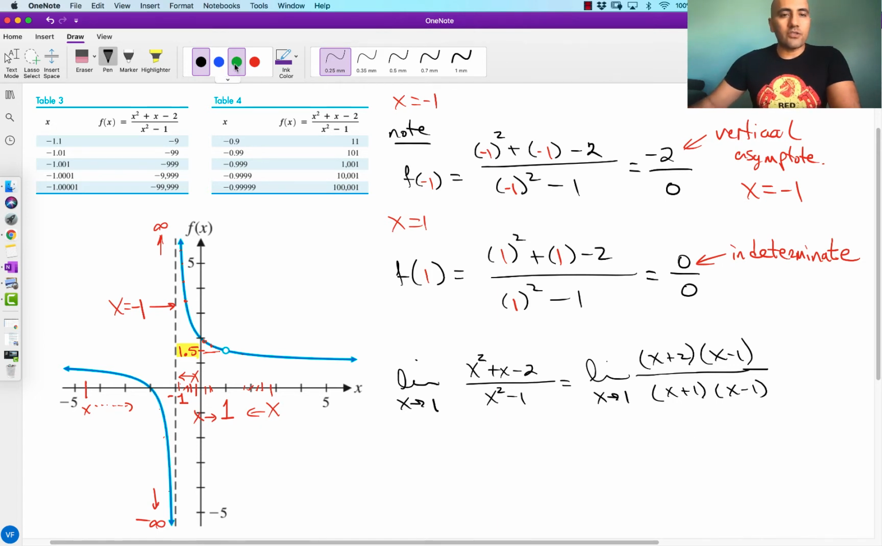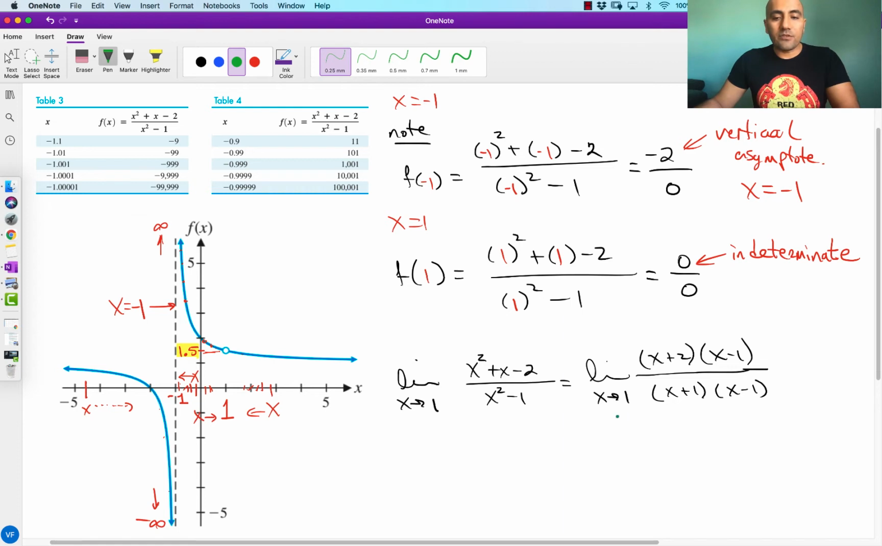Okay, so then the question is, can we cancel these? And the answer is yes, you can, because of this. It's a very subtle thing you have to catch. This is saying we're only considering input values that are close to positive 1, but are definitely never going to be equal to 1, right?